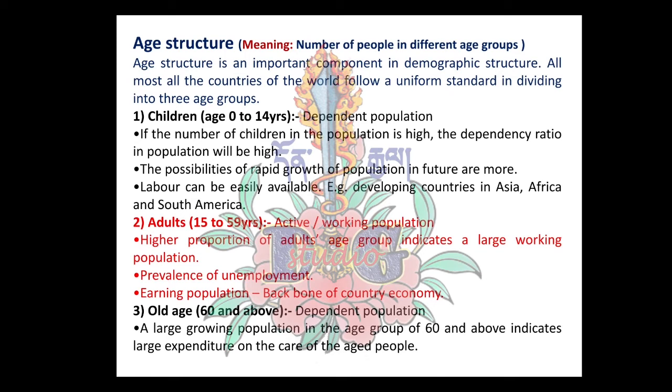Old age group, the age group is between 60 and above. This age group is again categorized as the dependent population. Again, they are dependent on someone else. A large and growing population in the age group of 60 and above indicates large expenditure on the care of the aged people. Generally, old age people are more vulnerable to any kind of diseases. It may be because the immune system may weaken when they reach certain ages like 60 and above.